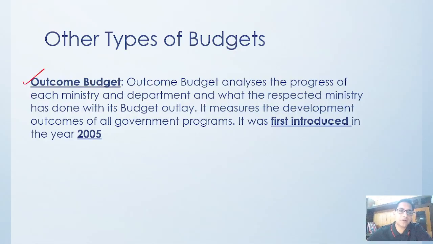Then we have an outcome budget, where the progress of each ministry and department is assessed: what the respective ministry has done with the budget outlay, what your development outcome is and what your government program is, whether you have shown any outcome in that or not, and whether that program has to be funded again or not. Okay, so it was first introduced in 2005. That is called outcome budget.